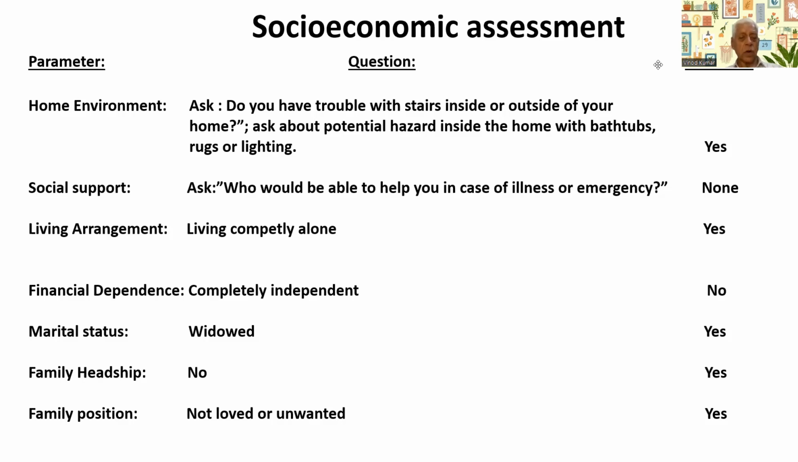Financial dependence, are you completely independent? If he says no, it is abnormal. If you find out his marital status as widowed, it is abnormal. Family headship, if he says, I'm no longer the head of the family, and if he says yes to this question, it is abnormal. And for family position, are you loved and wanted by the family? And depending on the answer, it would be abnormal or normal. So this is how we find out if our elderly diabetic is marginalized or is independently living.